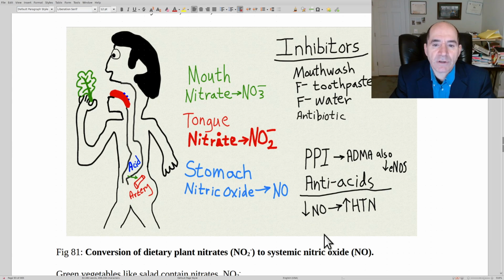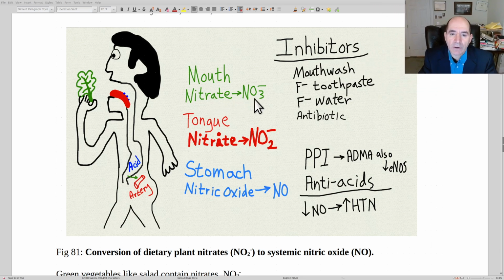Okay, so here's how you get the nitric oxide from eating greens. So when you eat the greens at first, that's NO3, called a nitrate. So it goes into your mouth right here. Then on the back of the tongue, you've got bacteria that will convert the nitrate into nitrite, NO2. Okay, so that's also why you don't want to brush your teeth with fluoride toothpaste or use fluoride mouthwash or something, because it'll take out these bacteria on the back of your tongue, and then you won't have them available for converting your plant nitrates into nitrites.